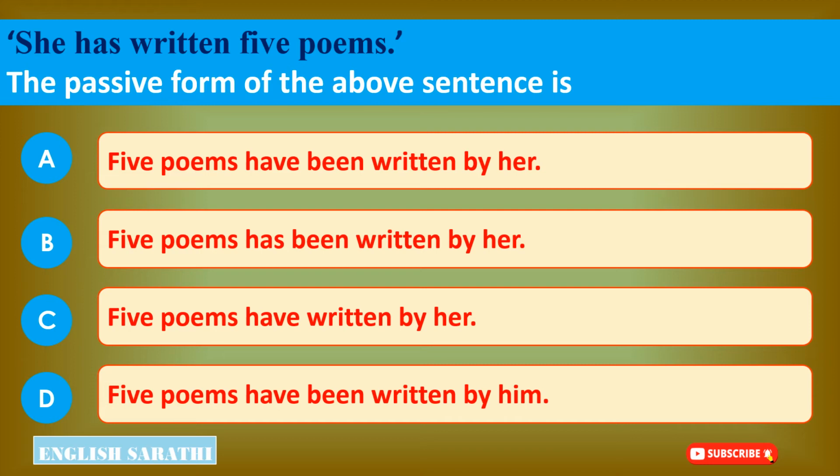Option C. 5 poems have written by her. Option D. 5 poems have been written by him. The correct answer is option A. 5 poems have been written by her.